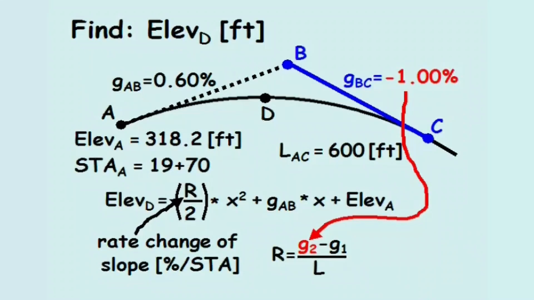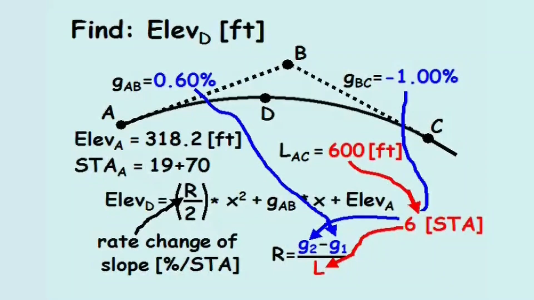Similarly, variable g1 refers to the grade of the line segment tangent to a point at the beginning of the vertical curve, which in this case is the grade of line segment AB, positive 0.60%. The variable L refers to the length of the curve, which is 600 feet or 6 stations. This makes the rate change of slope equal to negative 0.267% per station.